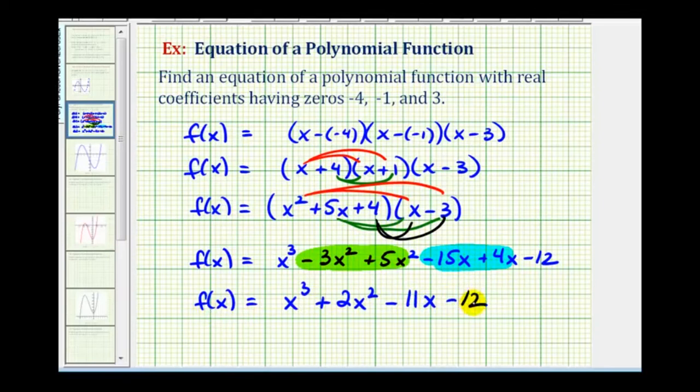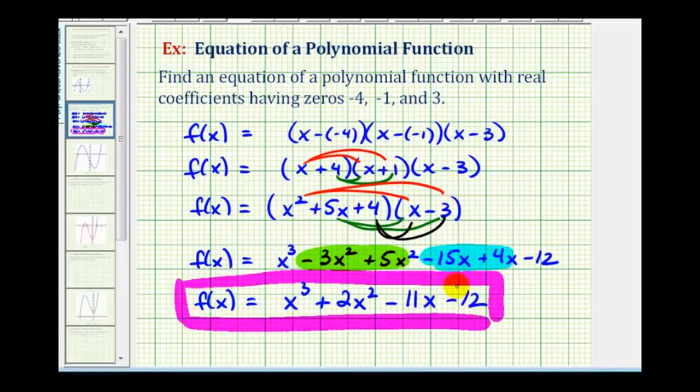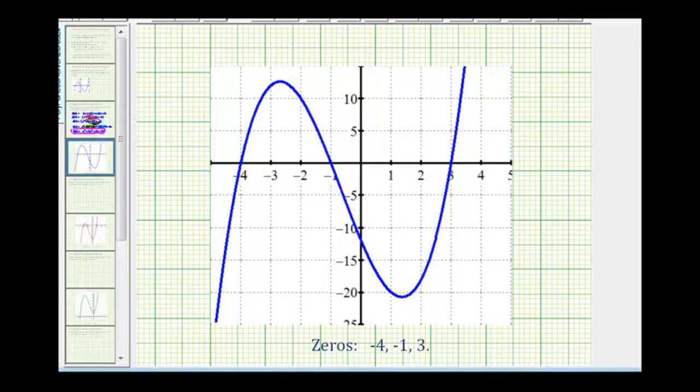So again, this polynomial function, which is also a cubic function because it's degree 3, would have the real zeros of -4, -1, and +3. And to verify this, since these are real zeros, we can graph this function and verify these would be the x-intercepts of the graph. So here's the graph of the function that we just found. Notice how we have an x-intercept of -4, -1, and +3, which verifies our work.